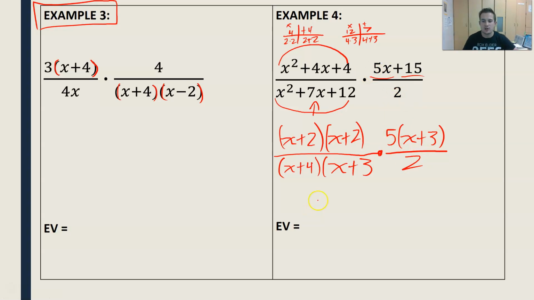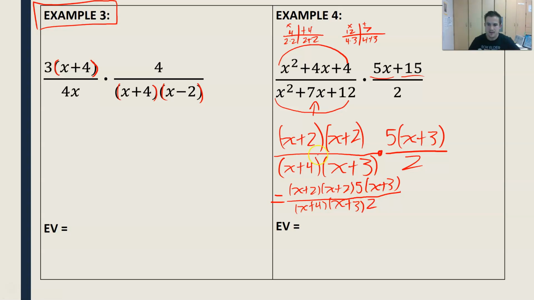So before I start canceling stuff out and before I start multiplying stuff together, I want to make sure that all of my expressions are in factored form. All these little parentheses, because those are way easier to simplify. So when I multiply these together, I get x plus 2 times x plus 2 times 5 times x plus 3 all over x plus 4 times x plus 3 times 2.